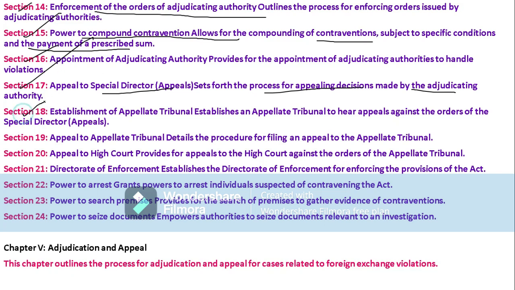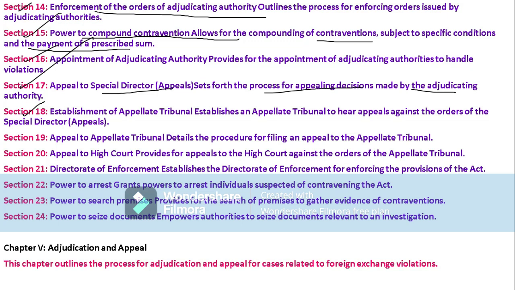Now section 18, establishment of appellate tribunal, establishes an appellate tribunal to hear appeals against the orders of the special director. Okay, means here section 18 establishes the appellate tribunal. Okay, so that tribunal especially listens to, hears the appeals against the director general.